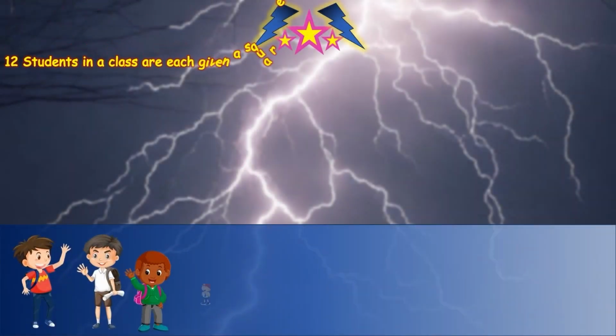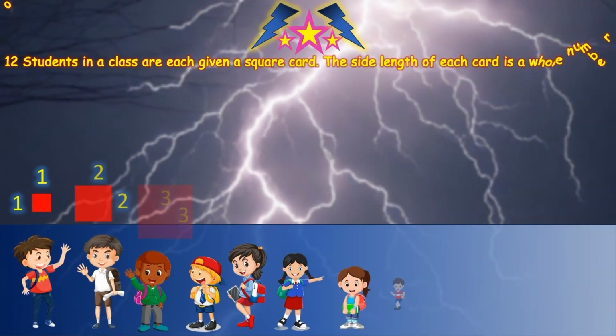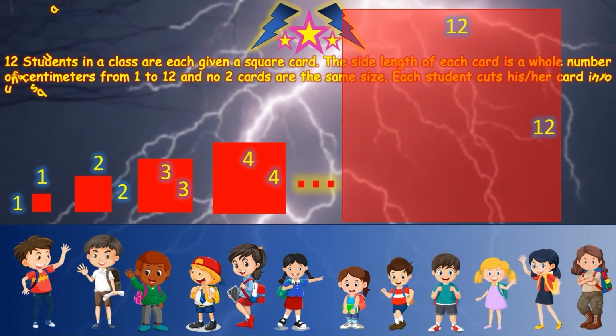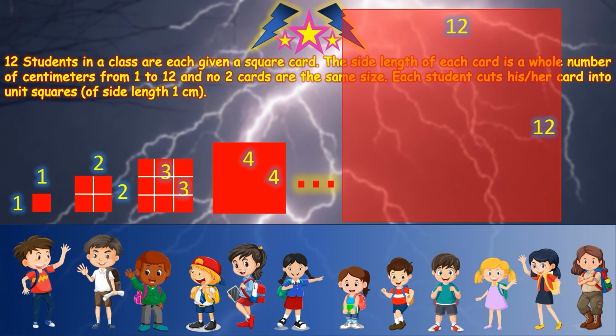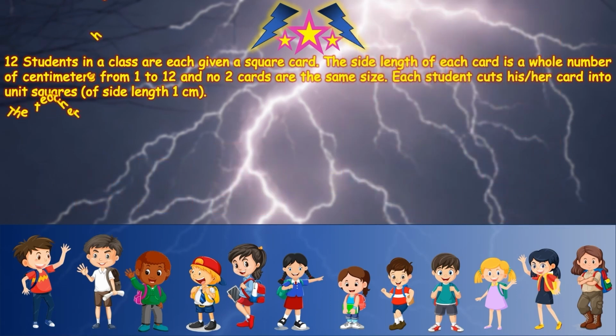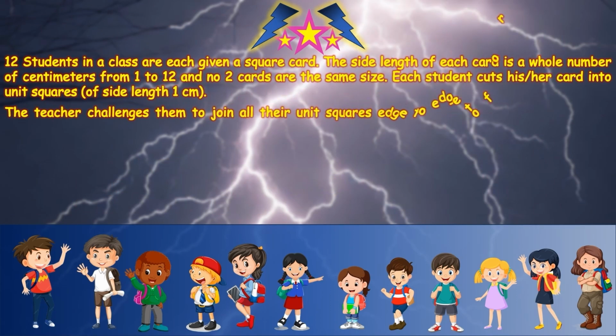Twelve students in a class are each given a square card. The side length of each card is a whole number of centimeters from 1 to 12, and no two cards are the same size. Each student cuts his/her card into unit squares of side length 1 centimeter. The teacher challenges them to join all their unit squares edge to edge to form a single larger square without gaps.